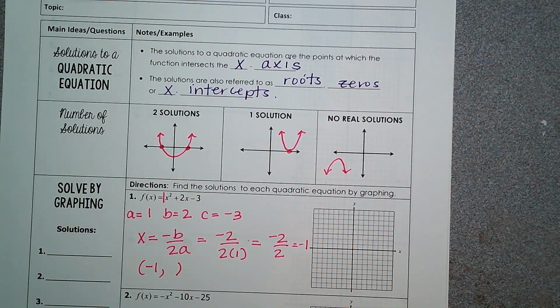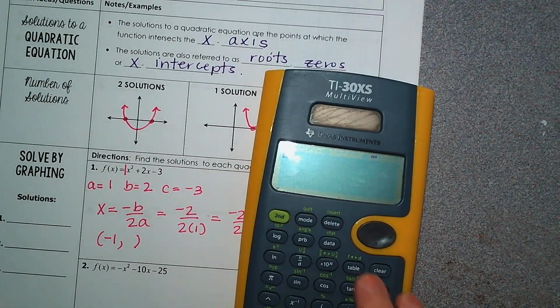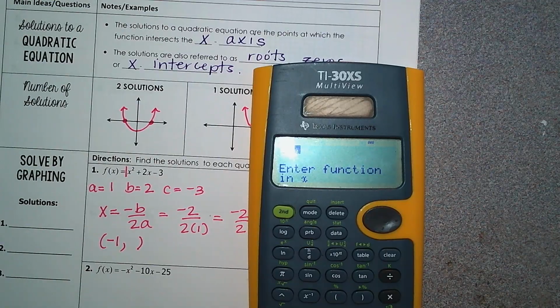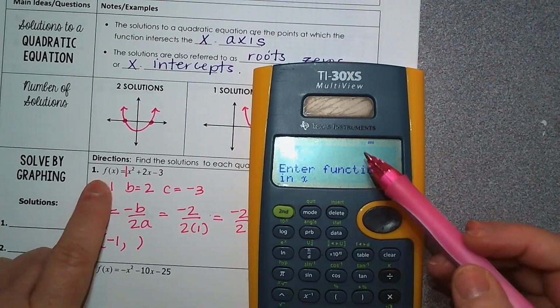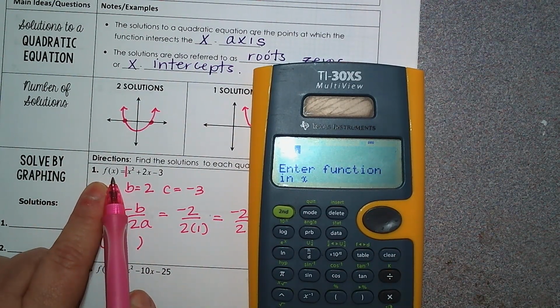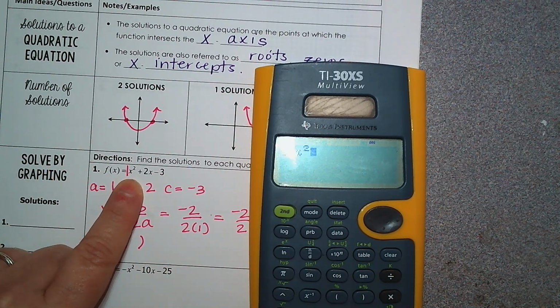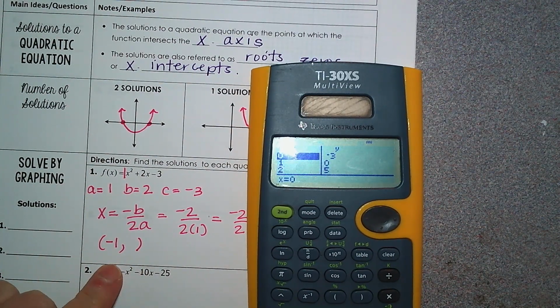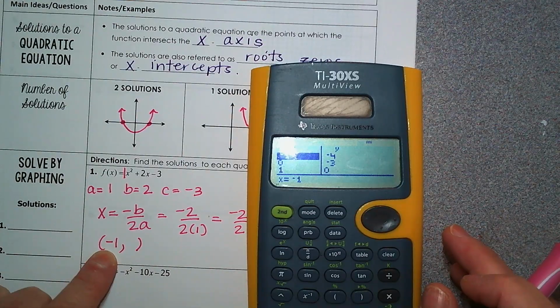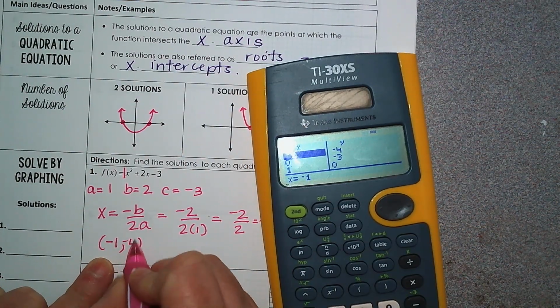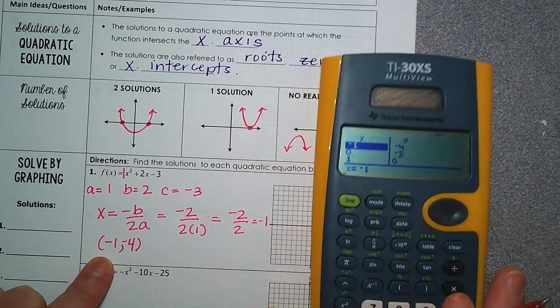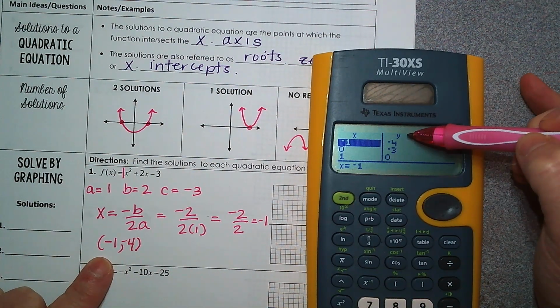Get your calculator and find the table. Press table. Y equals is already there for you. Y equals and f of x are the same thing. This is just function notation. And then you plug in x squared plus 2x minus 3. Press enter until you get to the table. Find your x value of your vertex, which is -1, and that will show you what your y value is. It tells you right here, these are the x's, these are the y's.